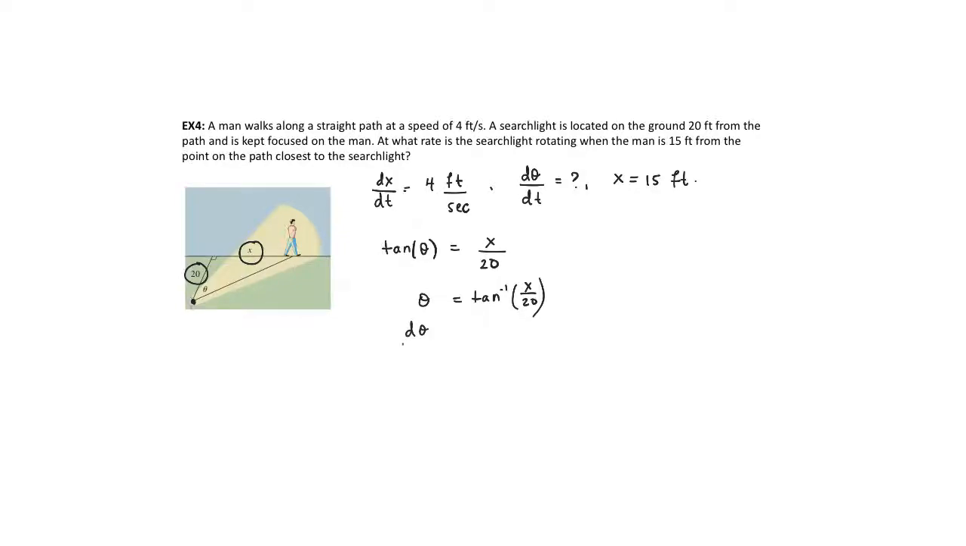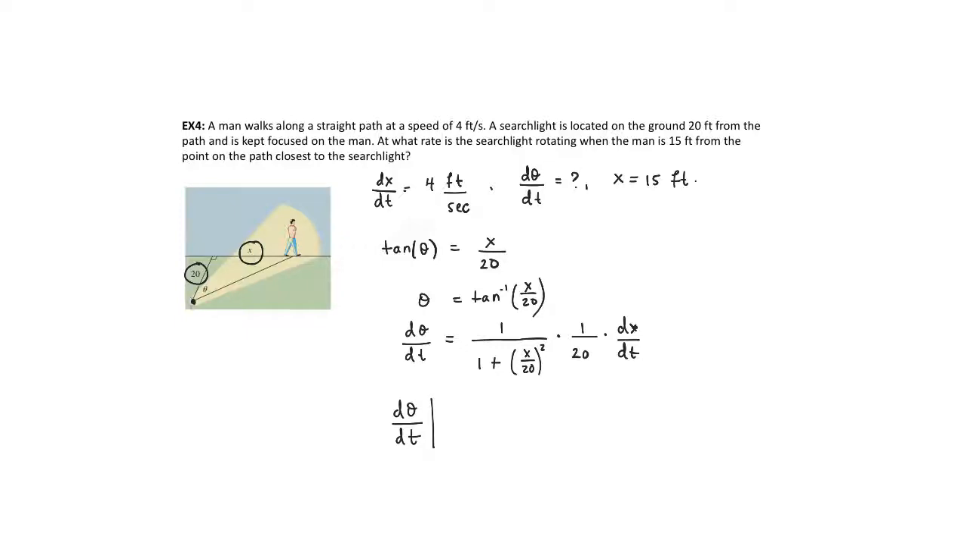So d theta by dt, I know, is equal to 1 divided by 1 plus (x over 20) squared. I'm using my formulas for differentiating inverse trigonometric functions. And then times 1 over 20 times dx by dt. You have to remember that x, the horizontal distance, is changing with respect to time. So I'm differentiating implicitly.